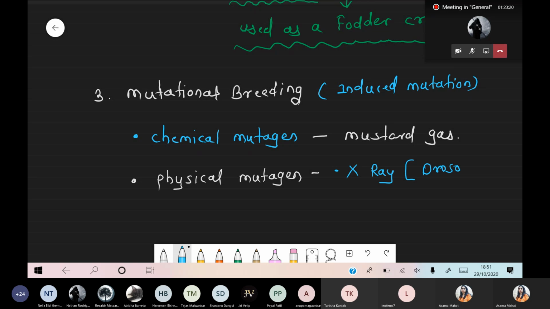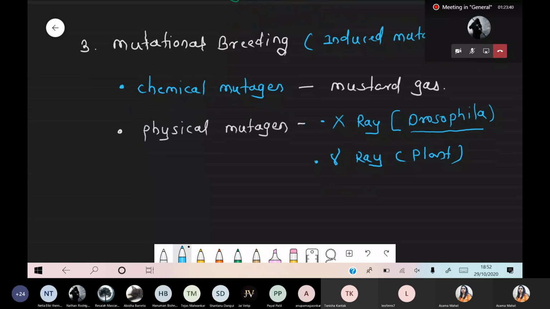In case of animals, mostly the X-ray bombarding technique is used to create a purposeful mutation. But whenever we are talking about plants, gamma rays are mostly used. X-ray is used for animals, and gamma rays are mostly used for plants to produce purposeful mutation.